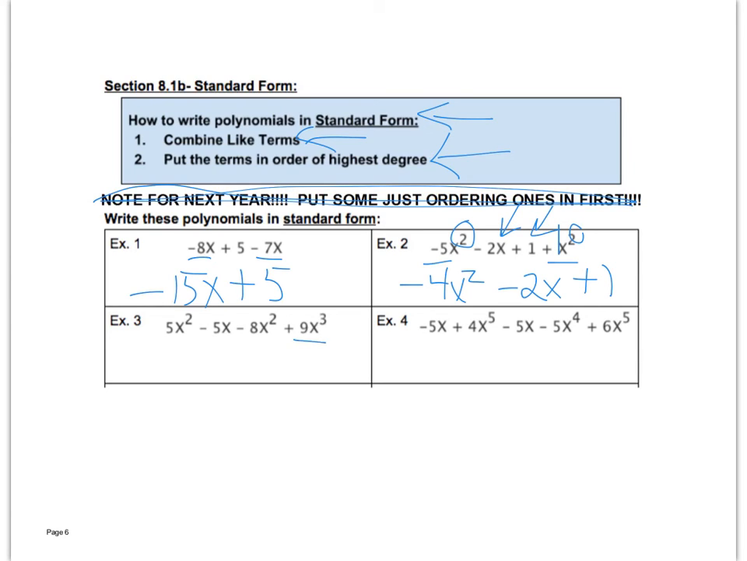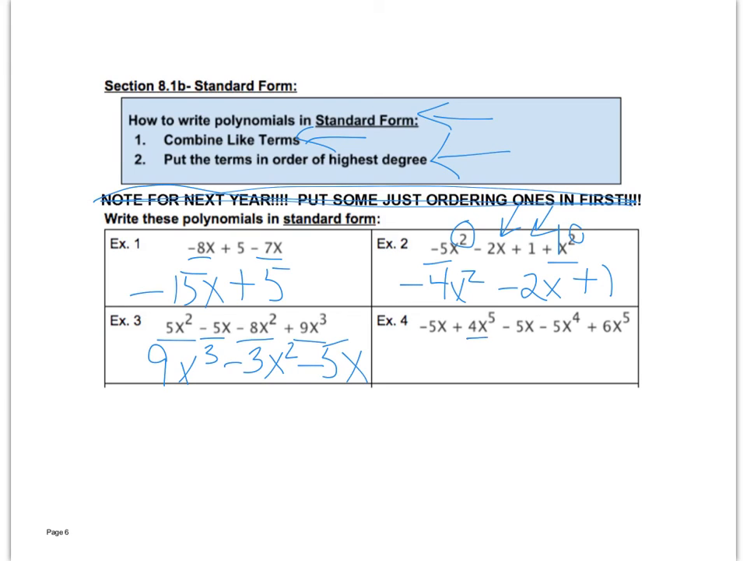Same deal here. Here's my highest exponent. I'm putting it here. My next highest exponent is 2, so I'm going to combine those like terms. 5x squared minus 8x squared, negative 3x squared. Then, lastly, I have minus 5x coming after that.